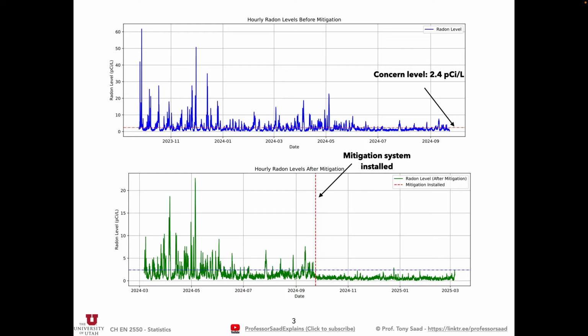One more data point. The horizontal line in red is the concern level set forth by the World Health Organization, which is 2.4, the alarm level, 2.4 picocurie per liter. Sometimes they set it at 2.8. The EPA sets it at 4. Nobody knows. What I know is, I want it to be 0. Okay, I don't want any radon in my basement, or a minimum level of radon.